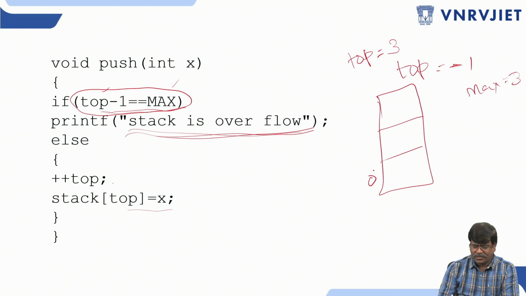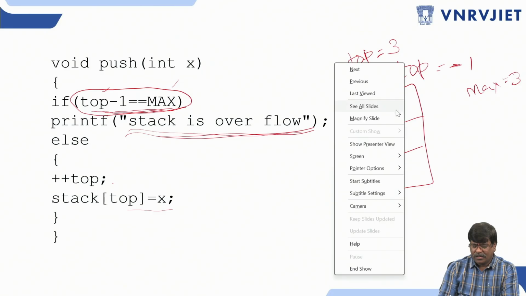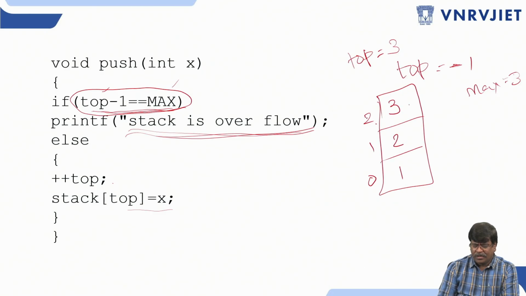So this is 0, 1, 2. So what is max - 1? 2. If top is already at 2, it is full. So we can write this condition in two ways: either you can check top - 1 equivalent to max, or you can check top equivalent to max - 1. So when the data is already filled up to here, there is no free space to insert into the stack. So I can say the stack is overflow.